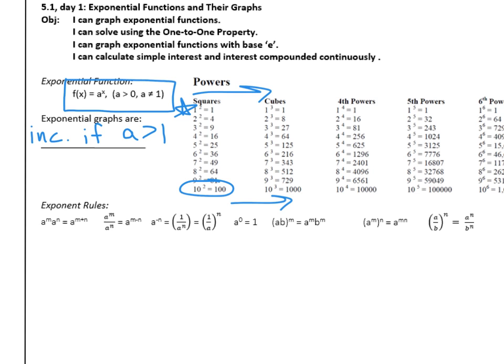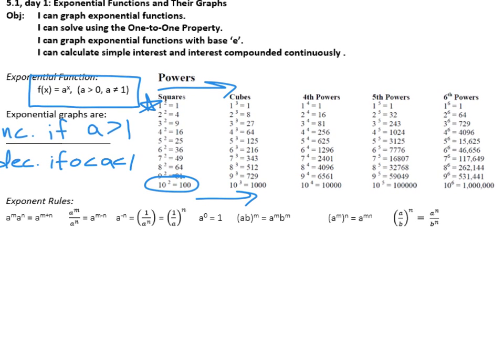If you wanted to look at a decreasing graph, and throughout chapter 5 you'll see this a whole bunch, we'll see both, you'd have to look at a value of a between 0 and 1. So like point something. You don't see that here, so as you're moving left to right, you're not seeing any of these numbers. Let me clarify here.